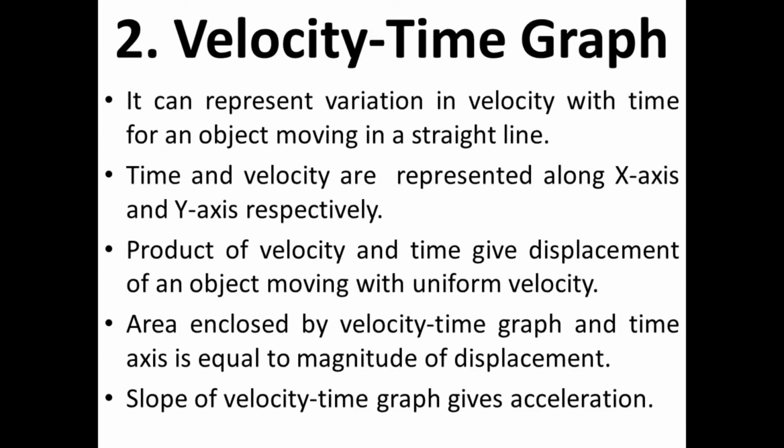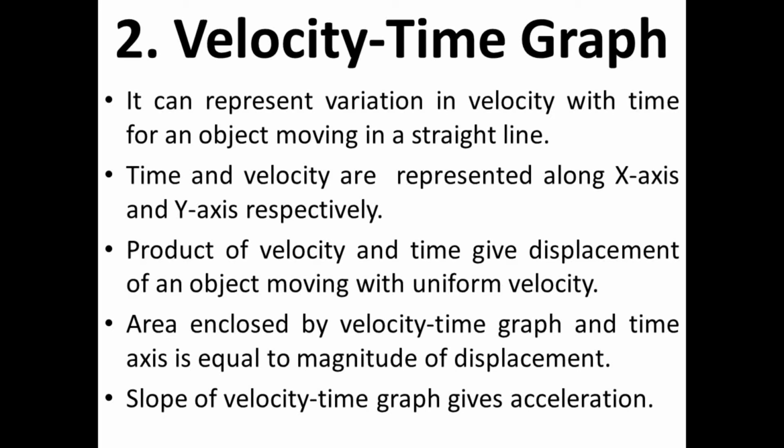Next is the velocity time graph. This graph represents variation in velocity with time for an object moving in a straight line. जो velocity time graph है ये basically time के साथ velocity में कितना variation आया है उसे represent करता है. In this graph, time is taken along the x-axis and velocity is taken along the y-axis.